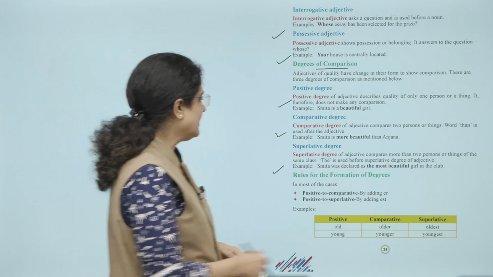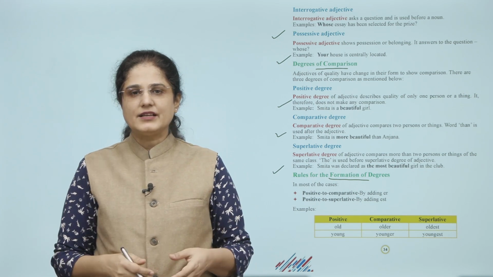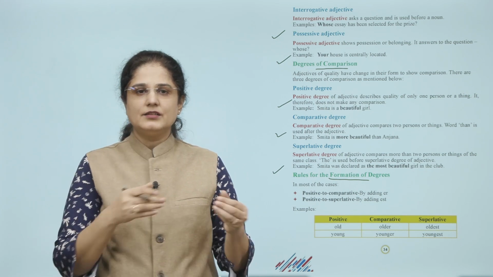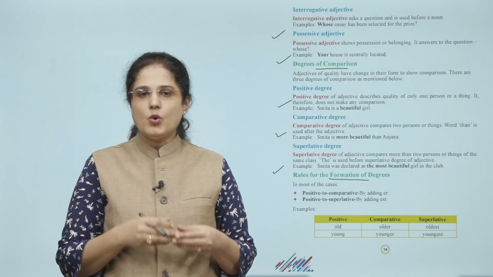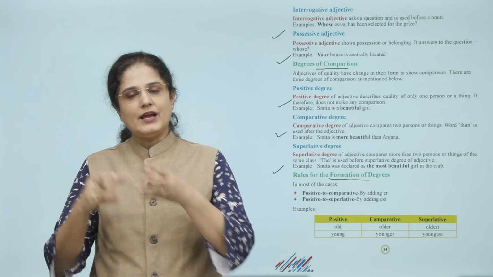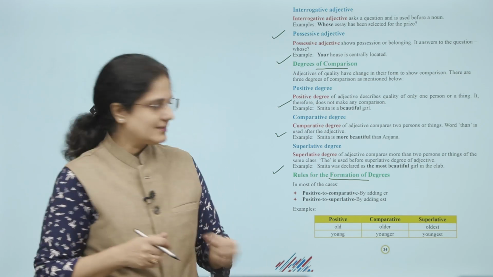Now let us look at rules for the formation of degrees. So positive to comparative by adding ER, then positive to superlative by adding EST. For example, old becomes older and oldest. Then young becomes younger and youngest.